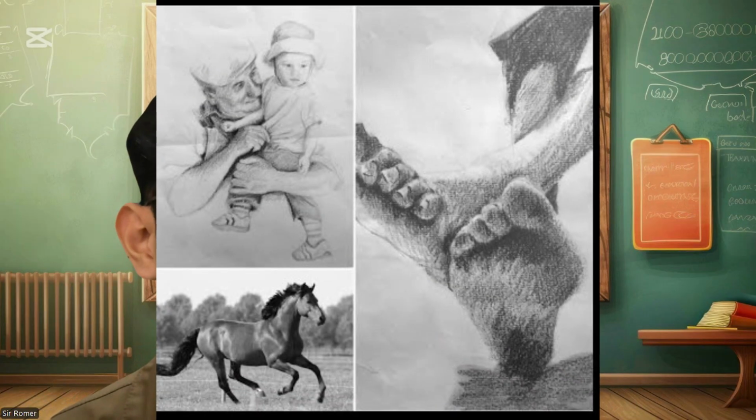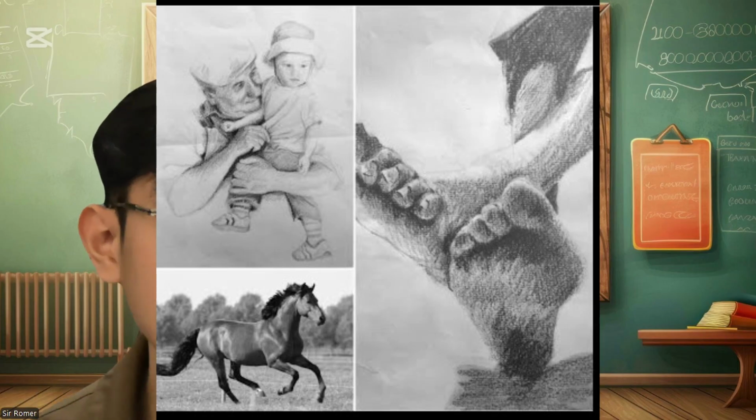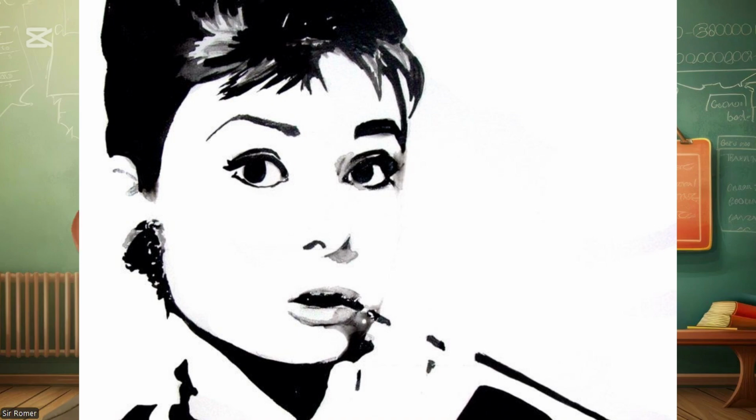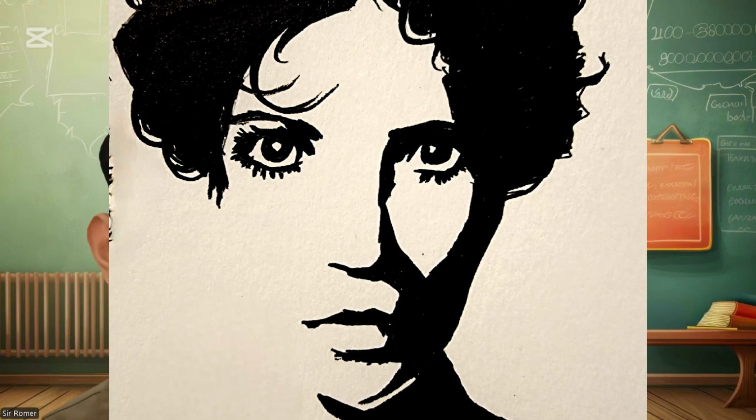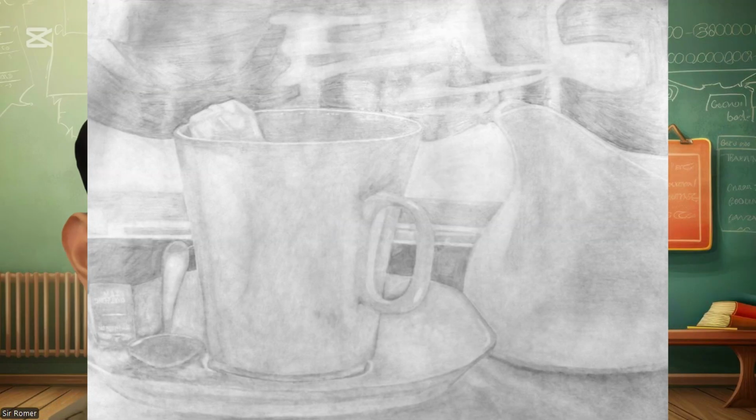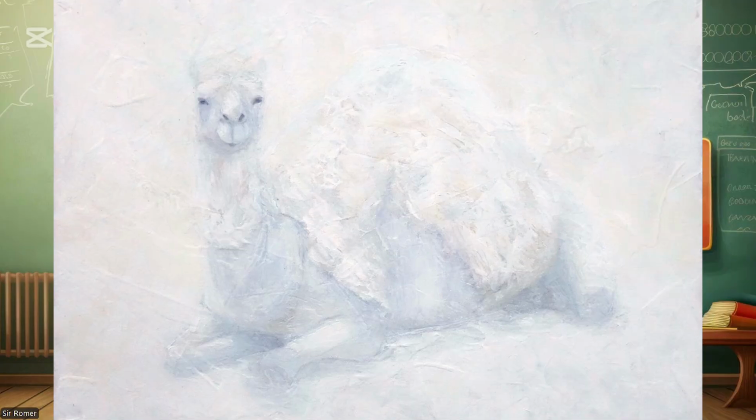Finally, let's discuss value contrast. This is the difference between light and dark values in a composition. High contrast means there's a big difference between the lightest and darkest areas. This makes the edges sharp and noticeable. Low contrast, on the other hand, means the light and dark areas are more similar, creating softer edges and a more subtle look.